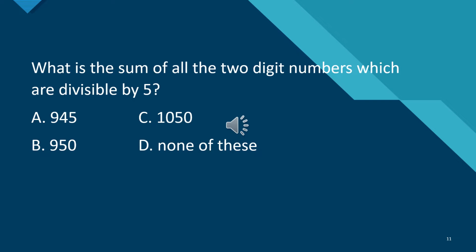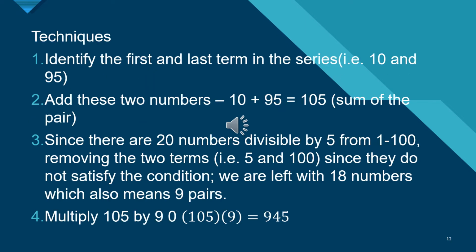So for problem number 4, we have here, what is the sum of all two-digit numbers which are divisible by 5? The choices are A, 945, B, 950, C, 1050, and letter D, none of these. There are several ways to solve this problem, but the one that I'm going to share with you in this video is probably the easiest and the quickest.